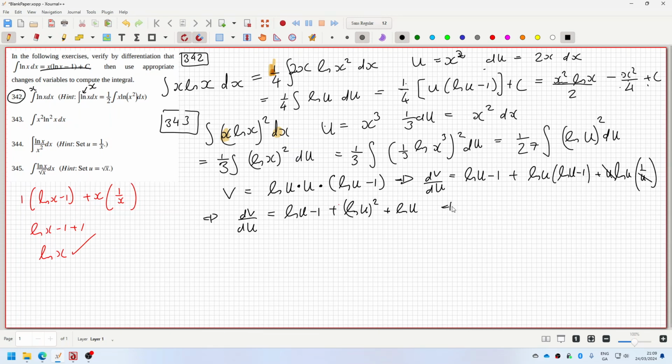So that means that log u squared equals dv du minus 2 log u plus 1.